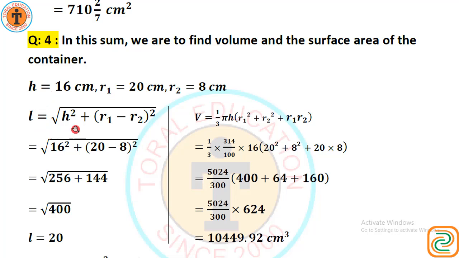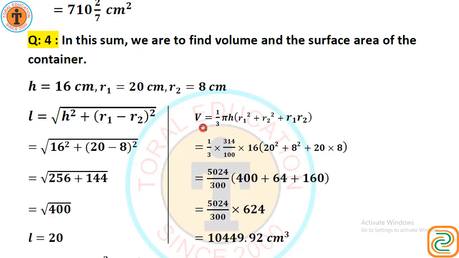H is given 16, r1 20 minus 8 whole square, 20 minus 8, that is 12, 12 square, 16 square is 256 and 12 square is 144, which gives us 400. If we take square root of 400, we get 20. Therefore L equals to 20. Now we have got L.